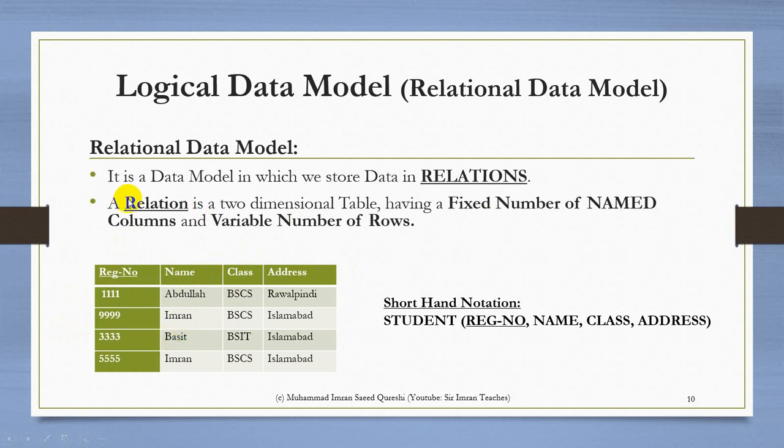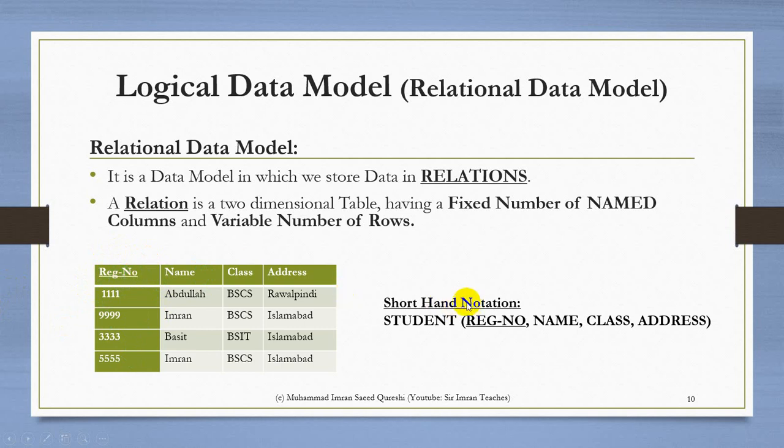So what is a relation? That means our entity class will be converted into a table. Here is a table, the student table: reg number, name, class, address. So, a fixed number of named columns. We have 4 attributes in this table, but we can have a variable number of records. As soon as you enter some more records in the table, the number of rows will increase. If you delete any record or records, it will decrease. So rows become variable, but columns will not change.